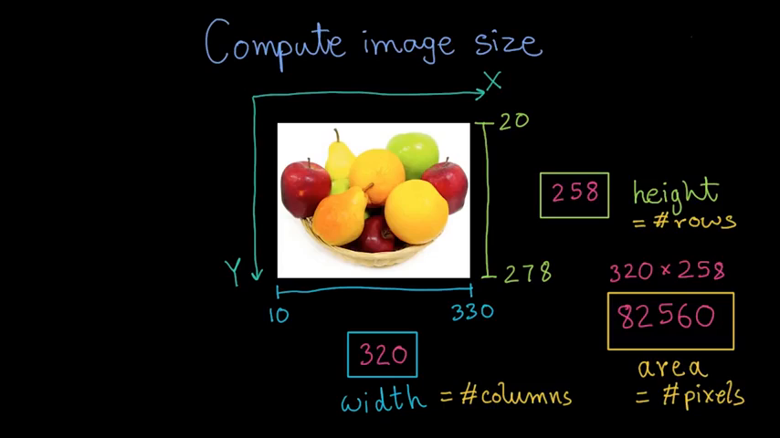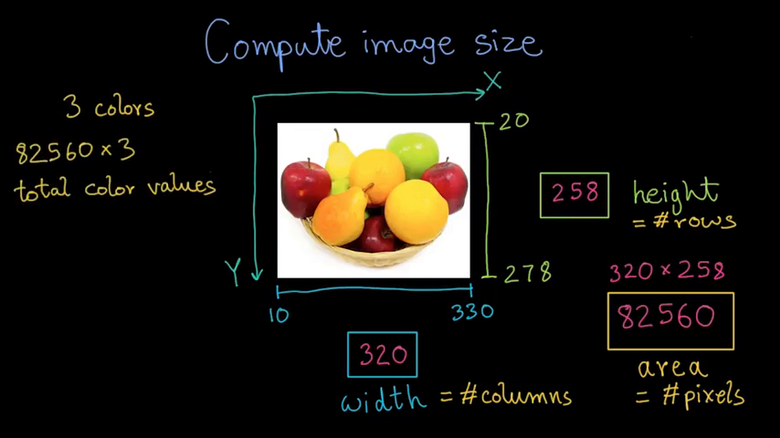Now, if each pixel has 3 color values for red, green, and blue, a color image, specifically an RGB image, has 3 different values at each pixel. This means a color image of this size has 82,560 times 3 total color values. If each color value is represented by 1 byte, then you need as many bytes to represent the entire color image. This should give you a sense of how much memory you need to store an image on a computer and how it depends on the width, height, and number of color channels.